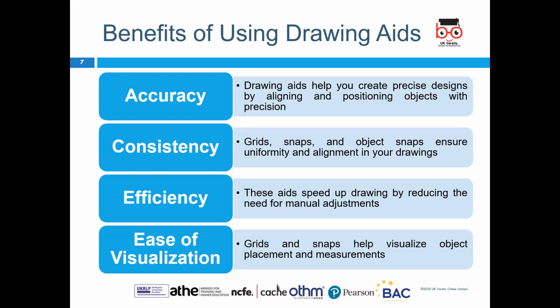Then efficiency. Efficiency is with respect to the speed of the drawing. The aids of grids, snaps, objects, and orthogonal alignments help in speeding up drawing by reducing the need for manual adjustment. So in 2D CAD drawing, all of these adjustments you can make can help you in enhancing the efficiency of the drawings. Then you have the ease of visualization. Grids and snaps also help in visualizing object placement and measurements.